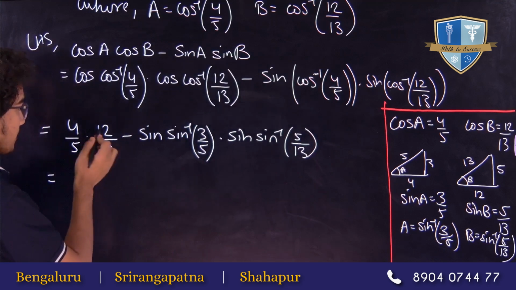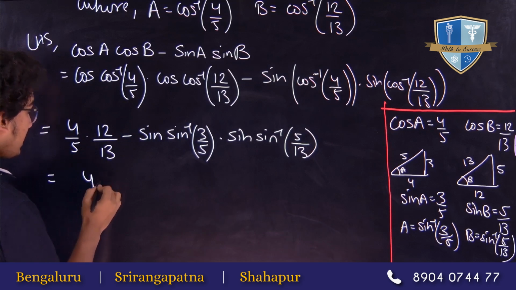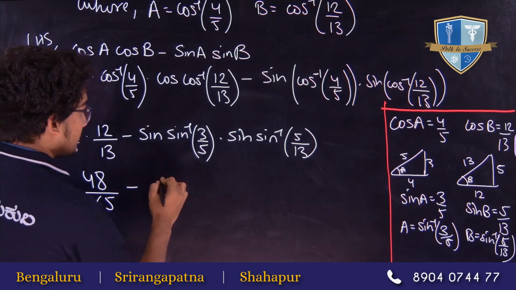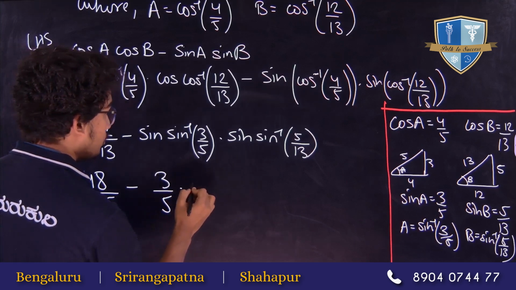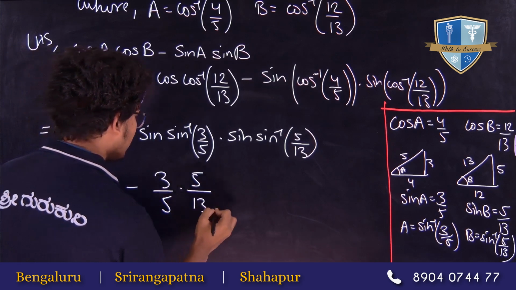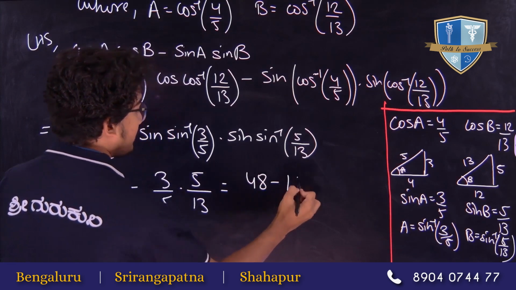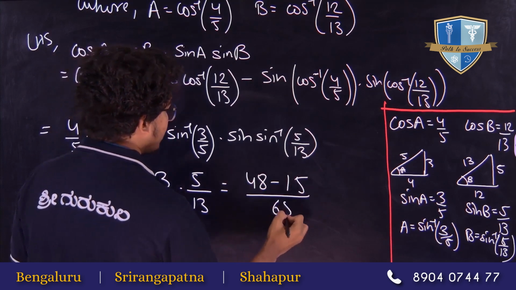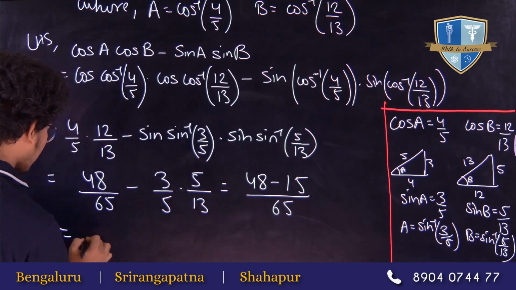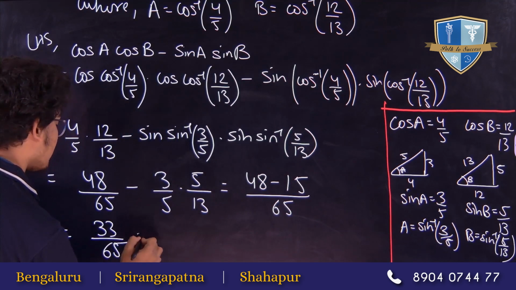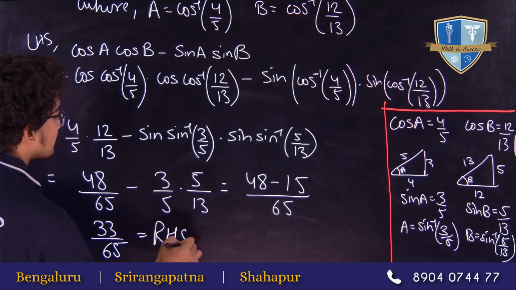Here it is 12 into 4 is 48 divided by 65 minus 3 by 5 into 5 by 13. So this is equal to 48 minus 15 divided by 65. So this is equal to 33 by 65, which is equal to RHS. Hence proved.